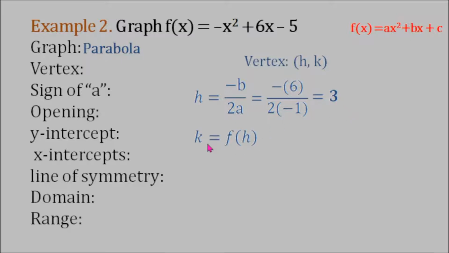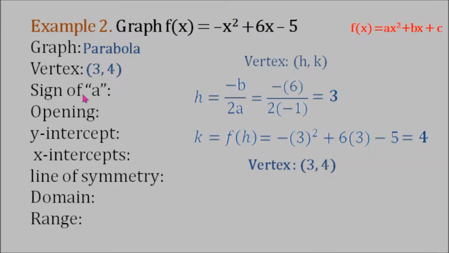For our k, it's f of h, meaning whatever we obtain for h, we substitute into all the x's we have in our function. That means negative the quantity 3 squared plus 6 times 3 minus 5. If we simplify this, it gives us 4. So the vertex has coordinates (3, 4).